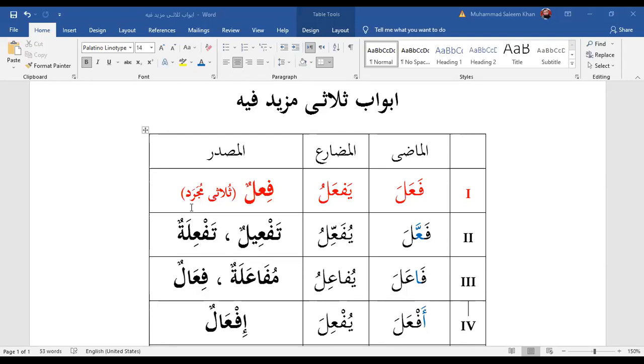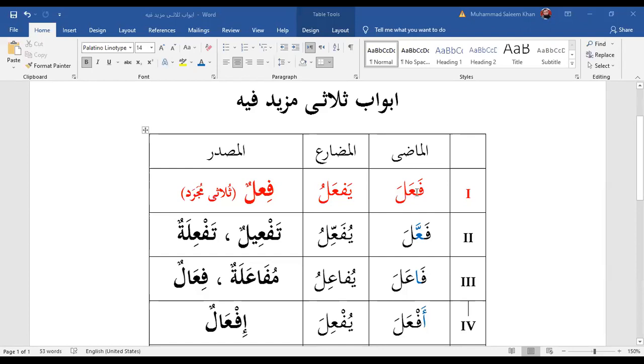And then we have nasara, daraba, fataha. What about fataha? Fataha, yaftahu, fathan, iftah, la taftah. And then the last one that we have learned is sami'a, yasma'u, sam'an, isma', la tasma'. Excellent. So those are the ones that are called thulathi mujarrad. That means they have only three root letters.